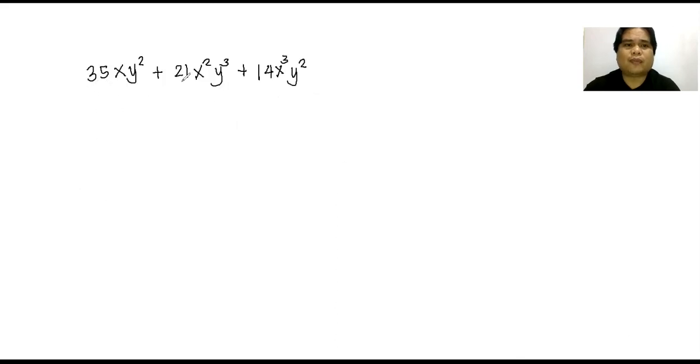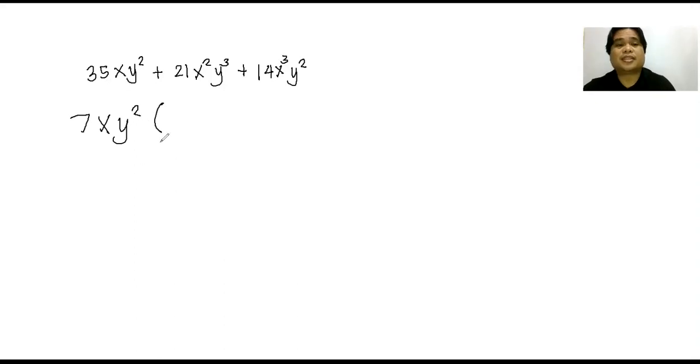Very quickly, 35, 21, and 14, all of them, the biggest number that can divide them is 7. So you place 7. How about with x squared and x cubed? Take out the one with the least exponent. So the least exponent by inspection is x. When it comes also to y squared, y cubed, and y squared, the least exponent is y squared. After that, you're already done with the greatest common factor.